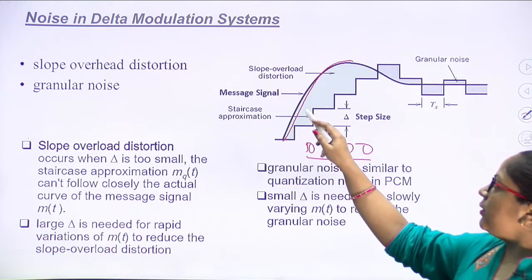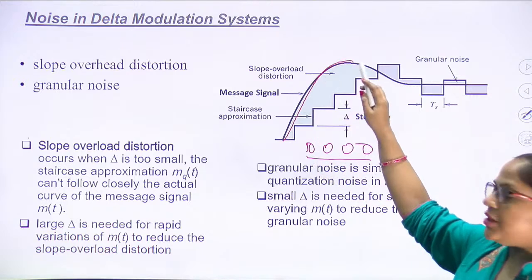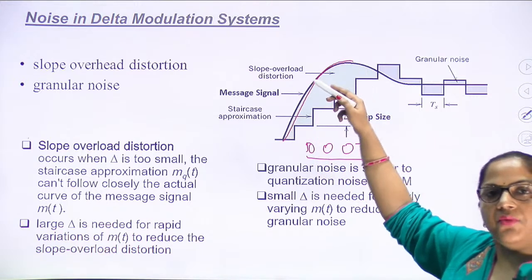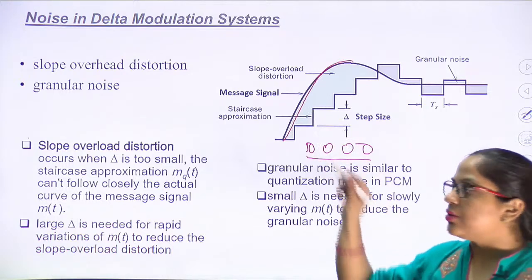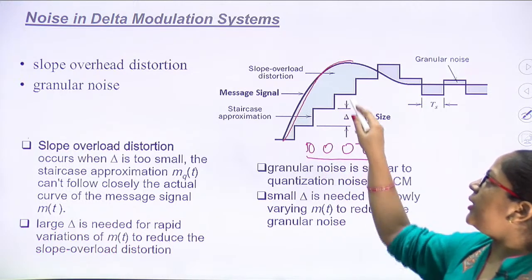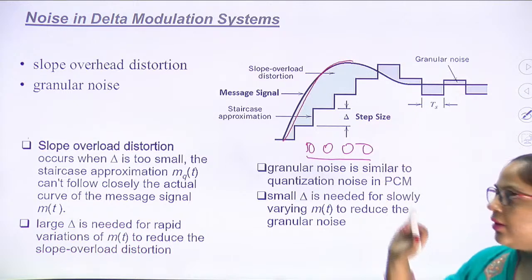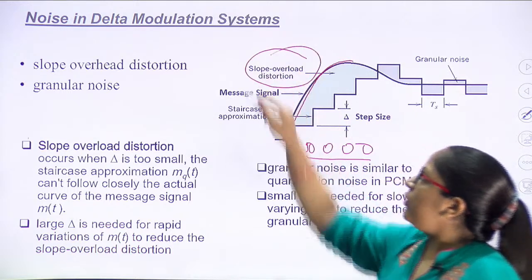It should be that because the information is changing very rapidly, the next sample will obviously be greater than the previous one, but we will keep on getting 0 because it is not able to follow the variation in the signal. It is called slope overload distortion.